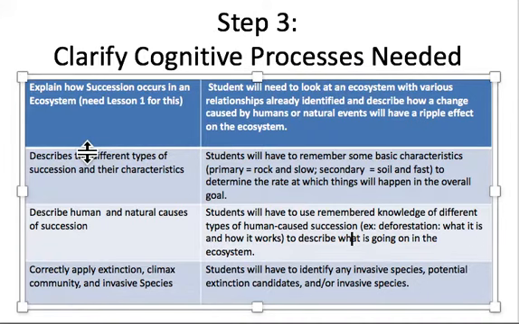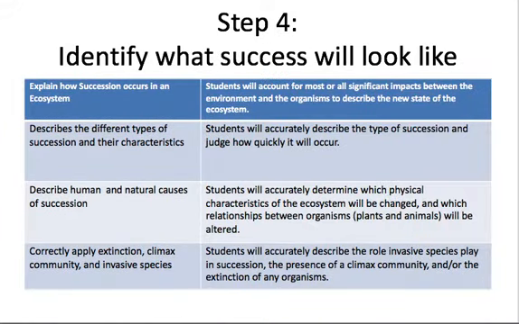So as I think through that, my next step is thinking about, what is success going to look like? So in order for a student to demonstrate that they get this primary, secondary succession, I have to accurately describe the type of succession that's occurring and make a judgment about how quickly it will occur, right? Is it going to be fast? Is it going to be slow?